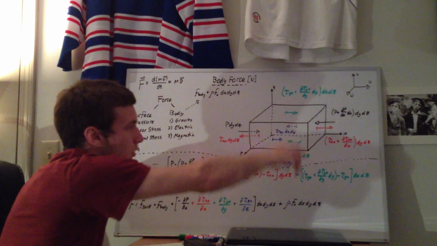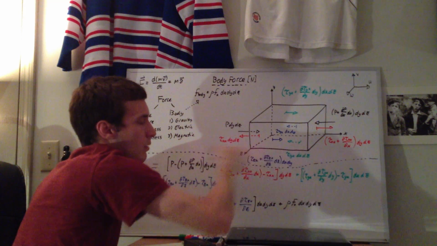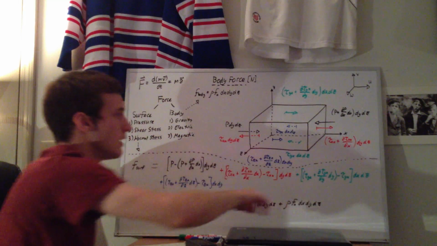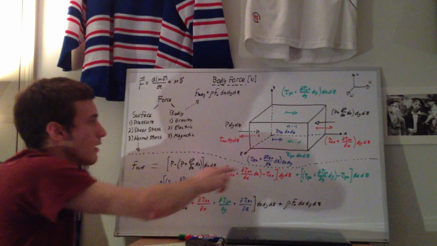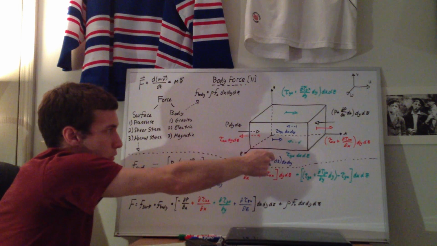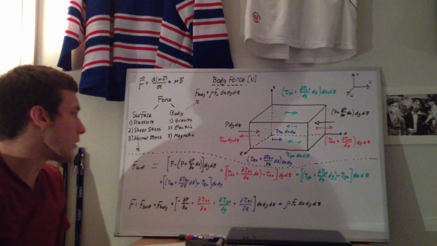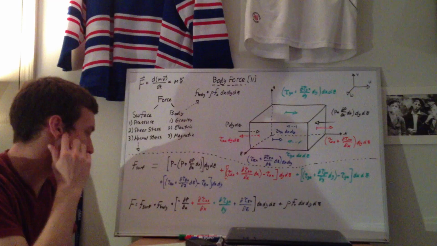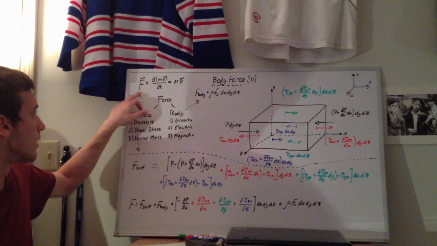With the bottom and top surfaces, we add the top one because it's acting in the positive, and subtract the bottom one because it's in the negative, and take out the dx dz. Then for the front and back faces, we add the front one because it's positive and subtract the back one because it's negative, and we take out the dx dy.